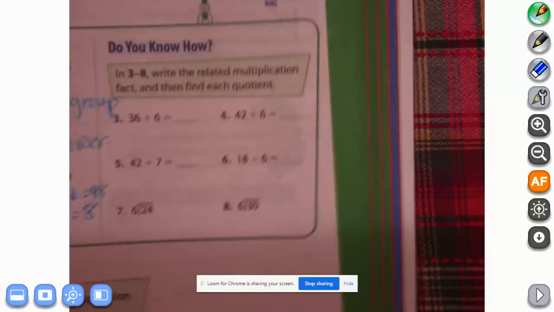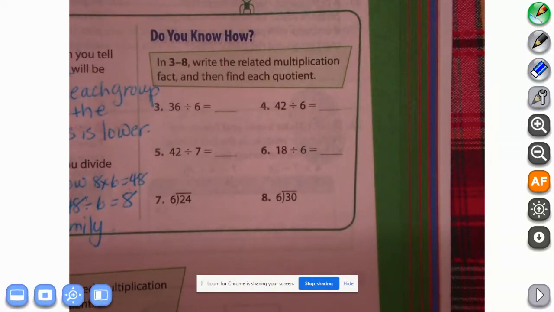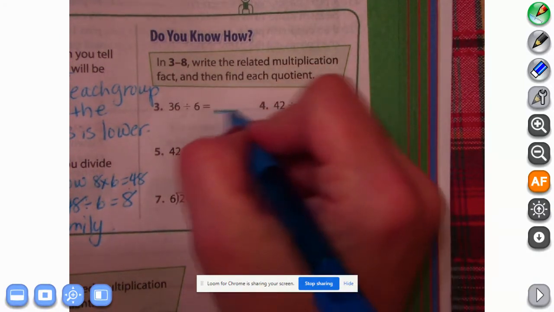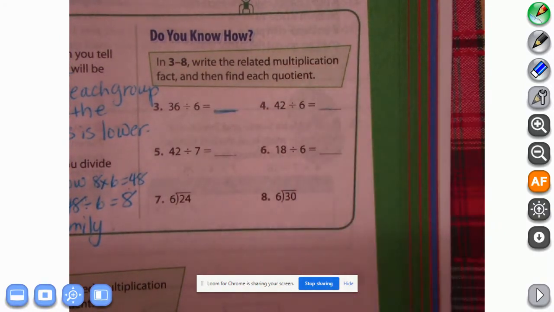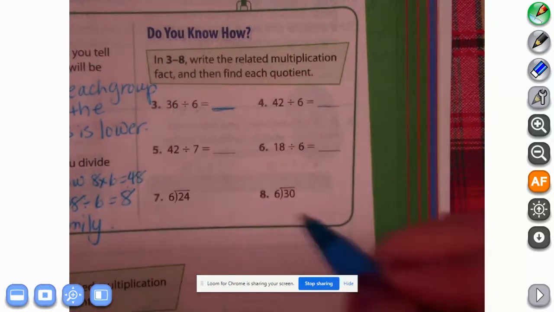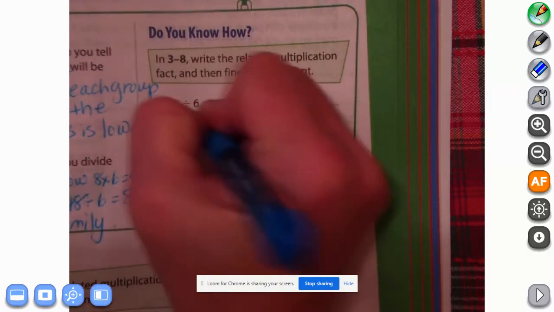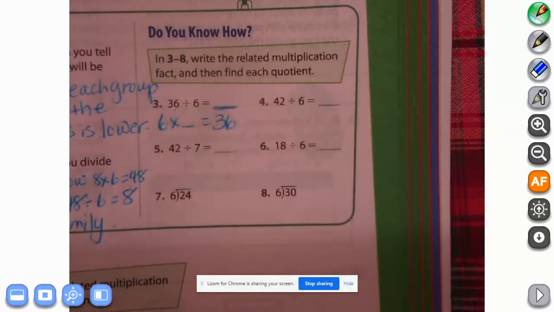Okay. In numbers 3 through 8, write the related multiplication fact and then find the quotient. What is the quotient? Do you remember what the quotient is? It's the answer to a division problem. In multiplication, it's called a product. In division, it's called a quotient. So 36 divided by 6: if we have 6 groups of something, they will equal 36.